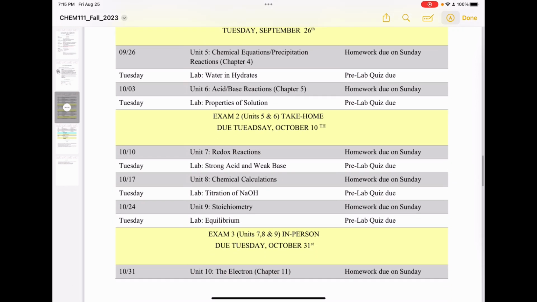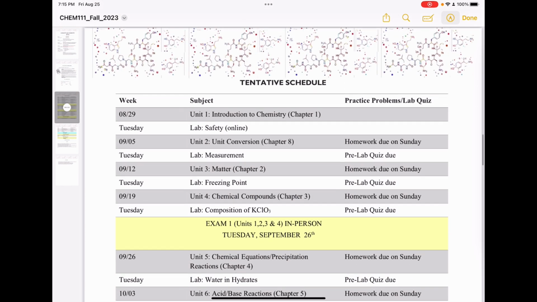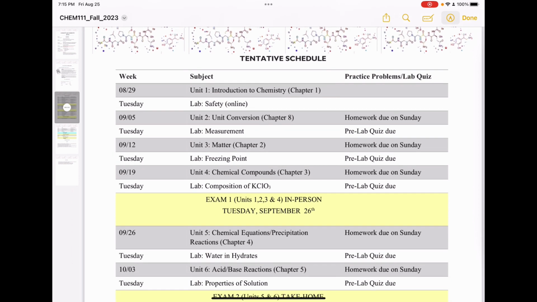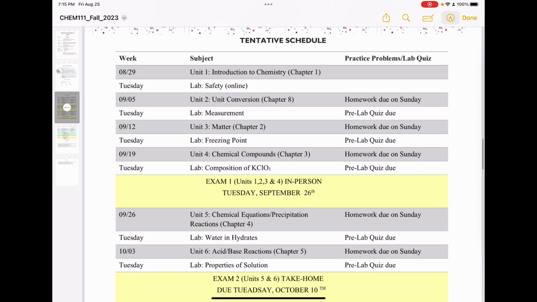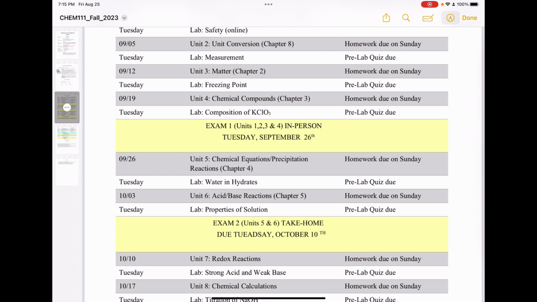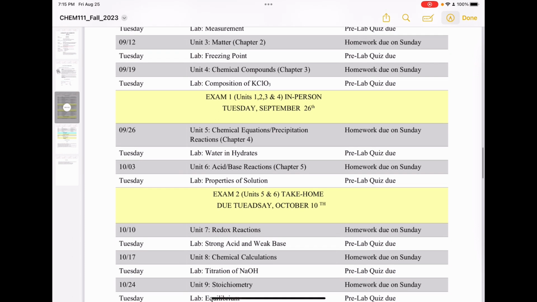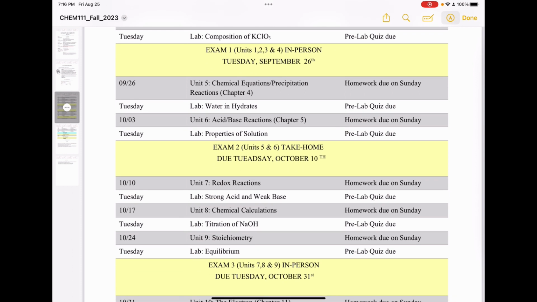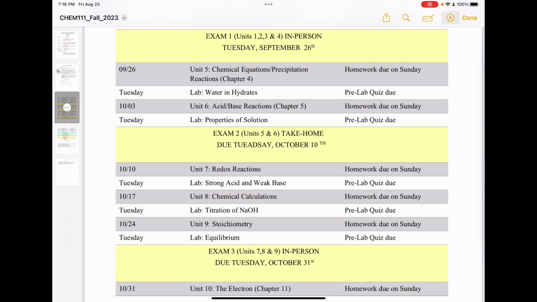Now down below, I'm not going to go crazy through this or spend a lot of minutes here in the video, but this is essentially a tentative schedule for our course plan. We are going to start with Unit 1, Introduction of Chemistry, and once we get to September 26th, that will be our first exam. It will be done in person and will cover Unit 1 through Unit 4. We'll talk about the exams once we get closer to the due dates. I don't want to spend an extensive amount of time discussing tests just yet.